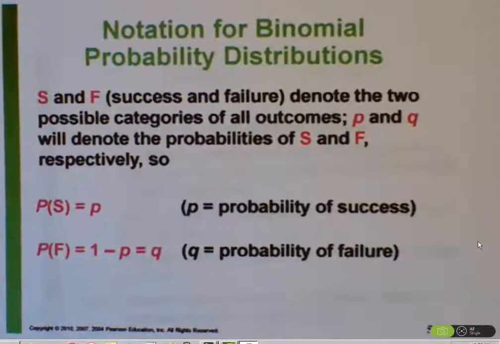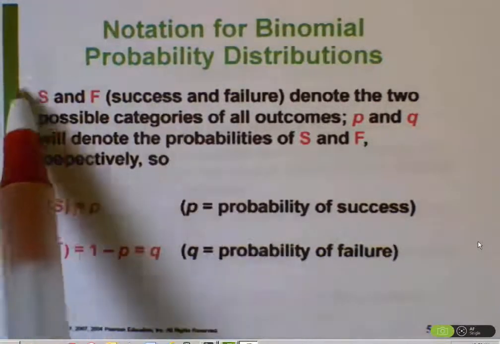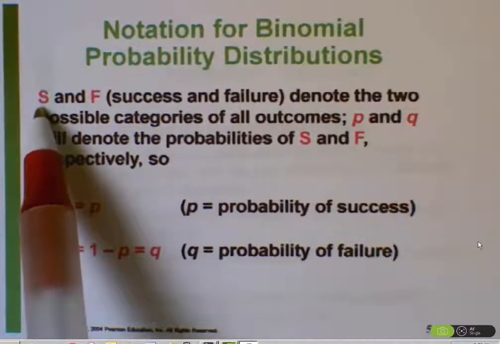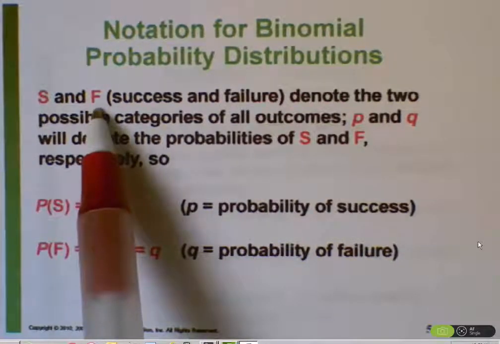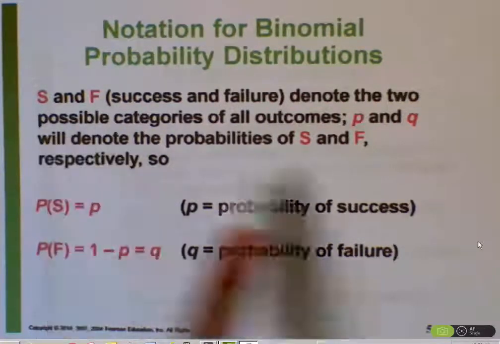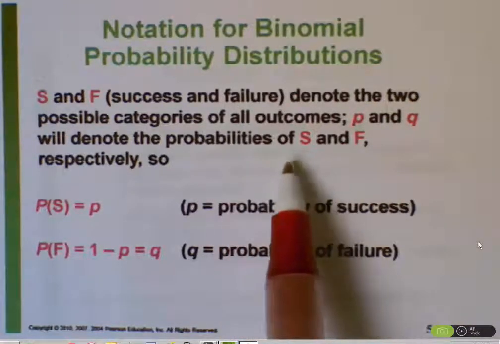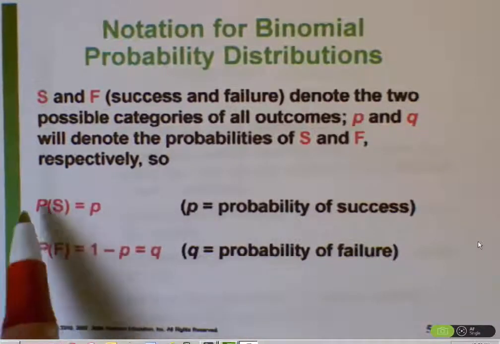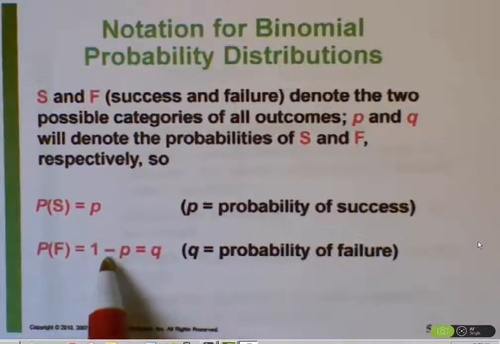All right, the notation that you need to associate with binomial probability distributions. Whatever we're studying, that's what we're going to call success, and we're going to use capital S for the event of success and capital F for the event of failure. Little p and little q will denote the probabilities of S and F respectively. So little p is the probability of success, little q is the probability of failure.